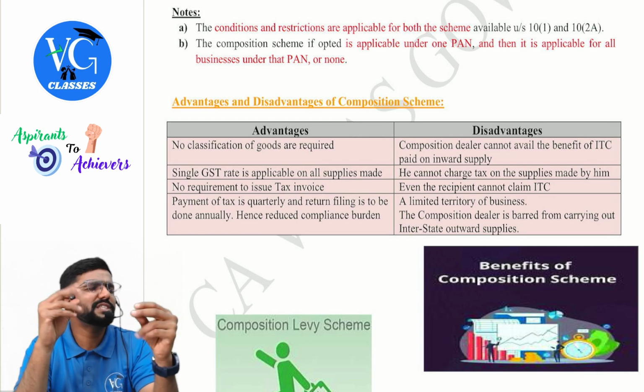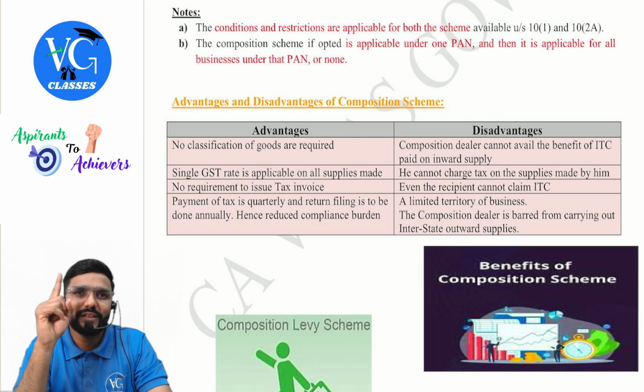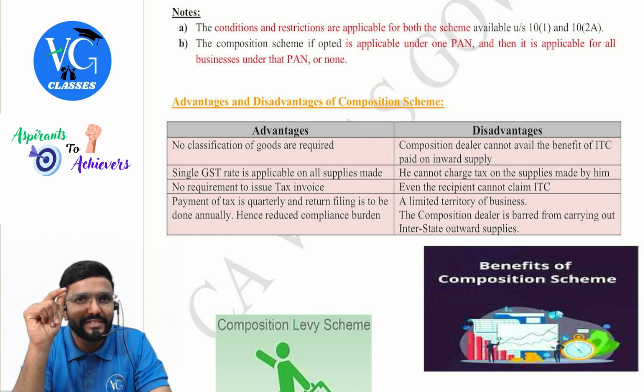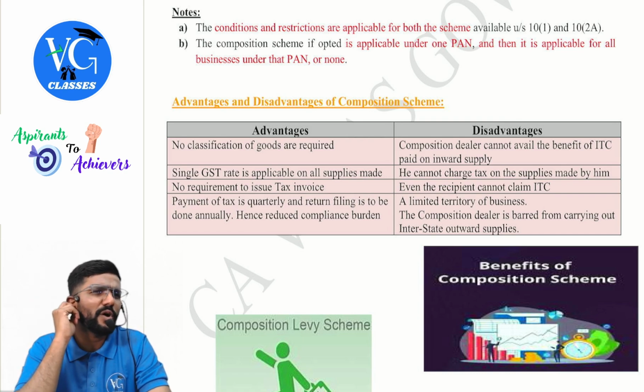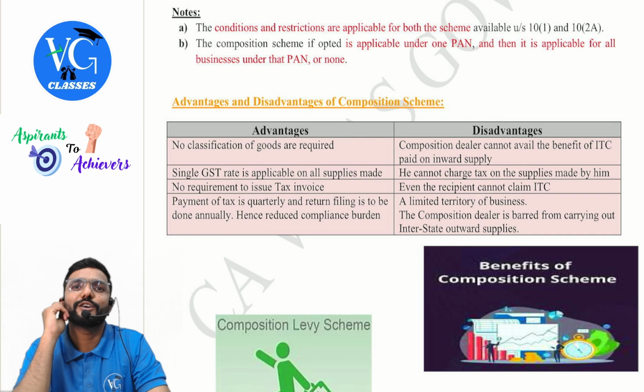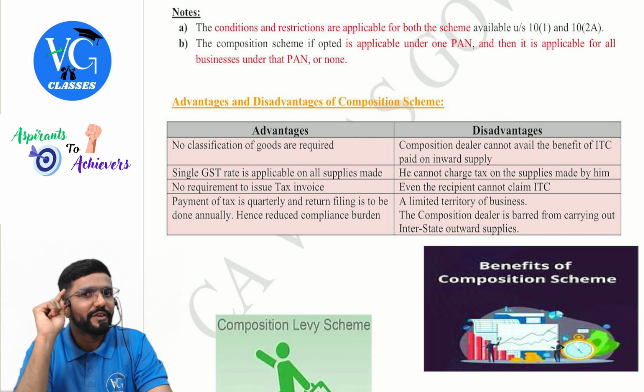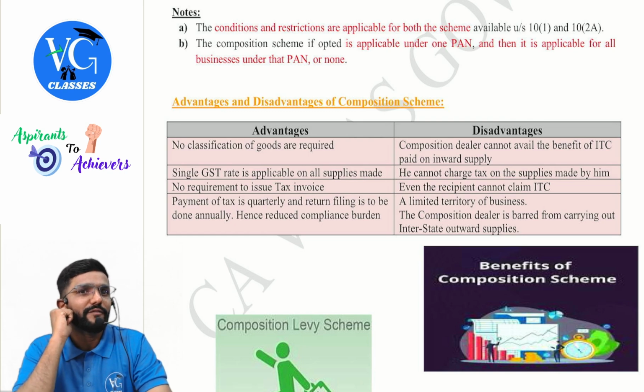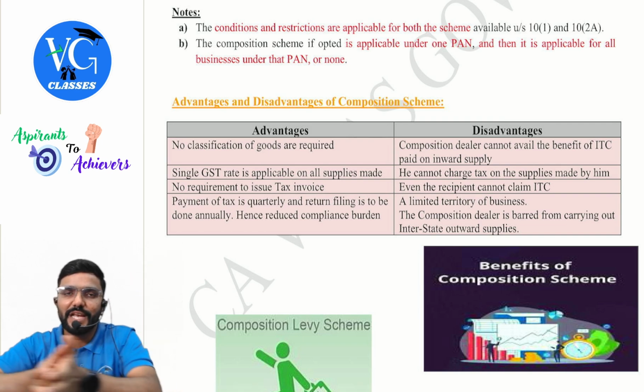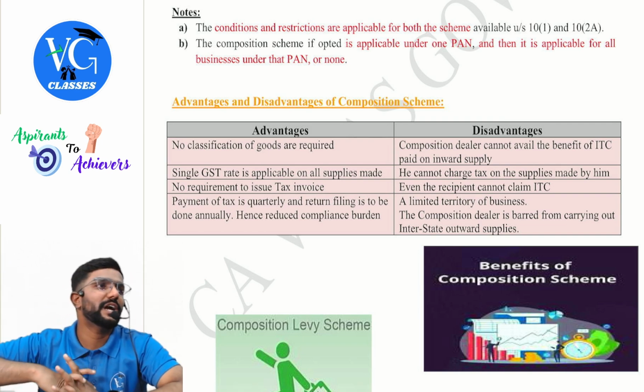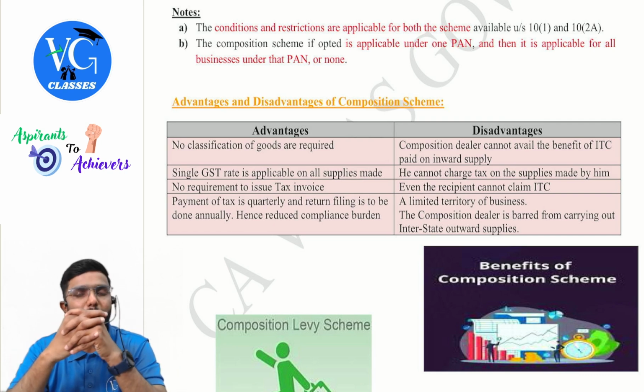Assume, guys, in one of the states I supplied outside. That state becomes ineligible. All your states have to go out of the composition scheme. Means all the registrations have to go outside the composition scheme. Even if one registration or even if one business becomes ineligible for composition scheme, then all your businesses and registrations have to go outside 10 and follow 9.